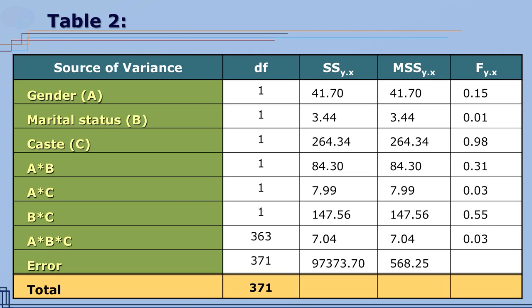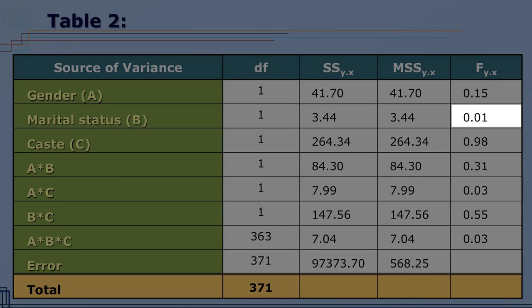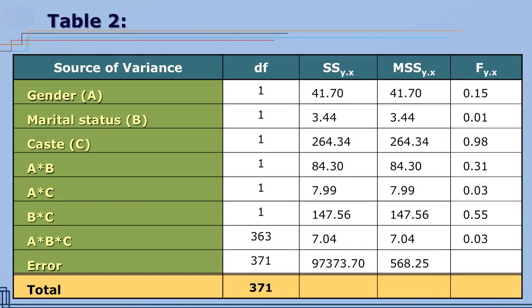From table 2, it is evident that the adjusted F value for marital status is 0.01, which is not significant. It shows that adjusted mean scores of chain proneness of single and married teachers did not differ significantly when verbal intelligence was taken as covariate. So, there was no significant influence of marital status on chain proneness of teachers when verbal intelligence was taken as covariate.